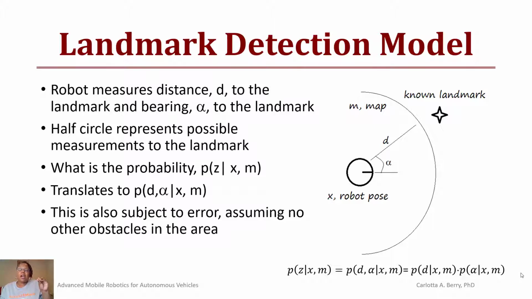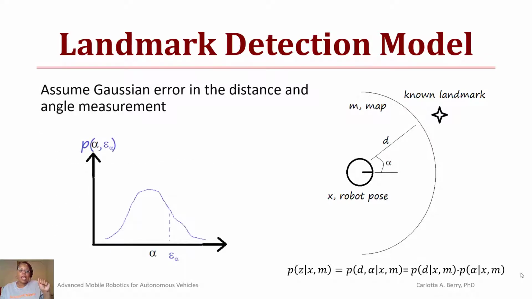So because of the Markov independence assumption, we can then write that probability as the probability of d given x and m times the probability of alpha given x and m. So we're going to assume that we have Gaussian error in the distance and angle measurement and that we're able to determine these noise parameters because we have modeled our sensor by collecting data and matching it to our Gaussian distribution model.